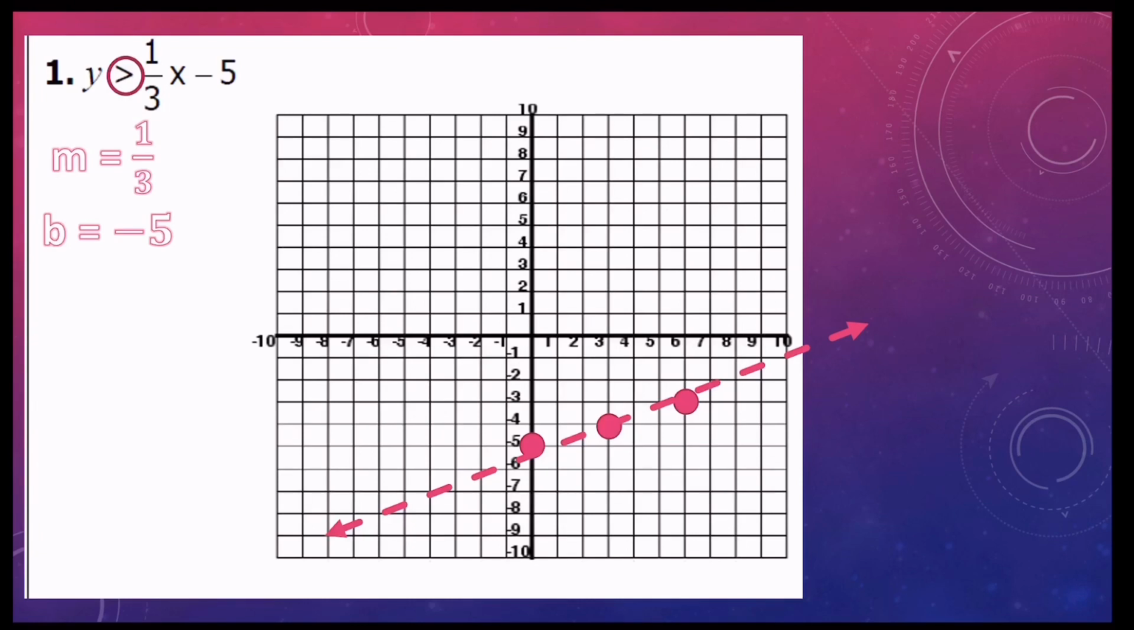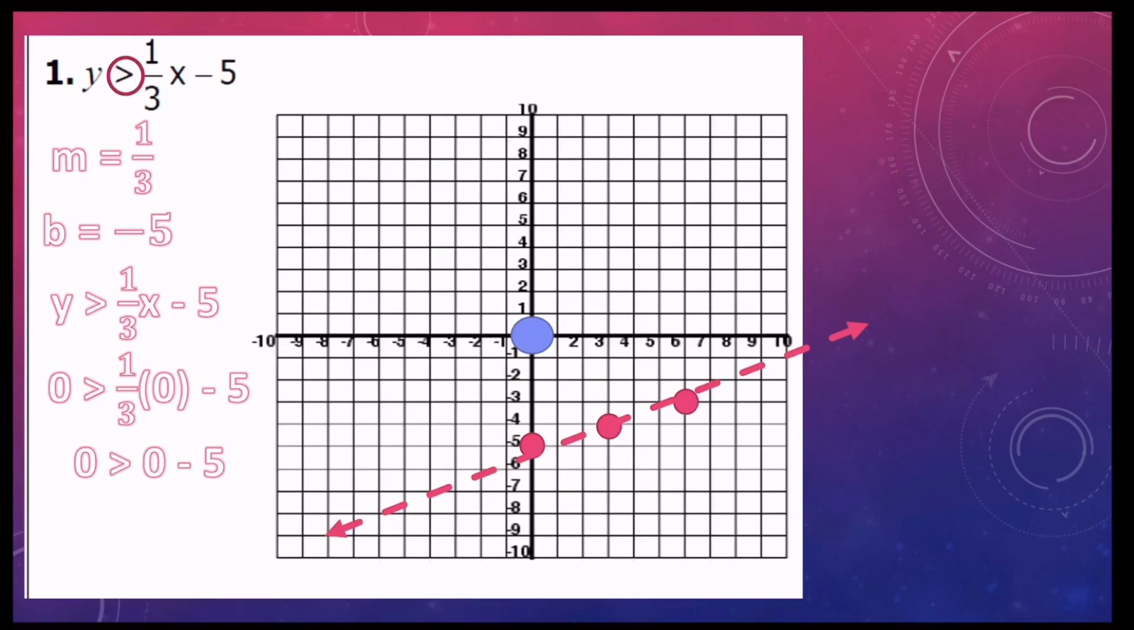Once I've done this, I need to pick a point. You have to clearly pick a point that's on one side or the other of my line. (0, 0) is a good point to pick. Here's why. I'm going to replace it in my inequality. So I'd have 0 is greater than 1/3 times 0 minus 5, which becomes 0 is greater than 0 minus 5. 0 is greater than negative 5. Is that true? Yes, meaning that point is a solution as well as any other point on that side.